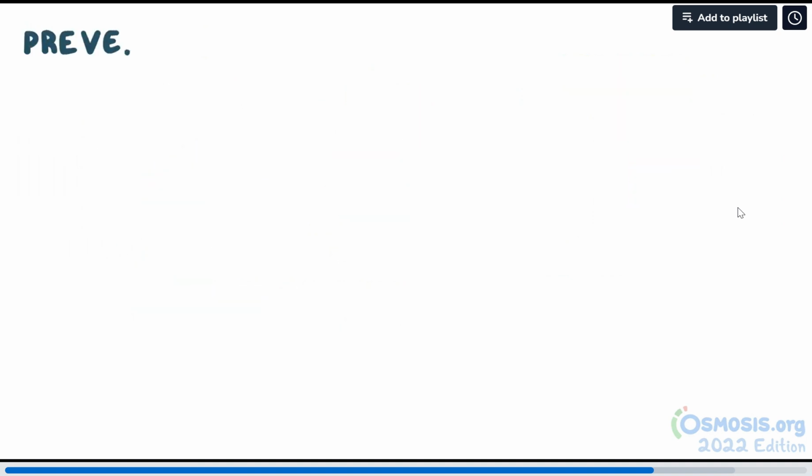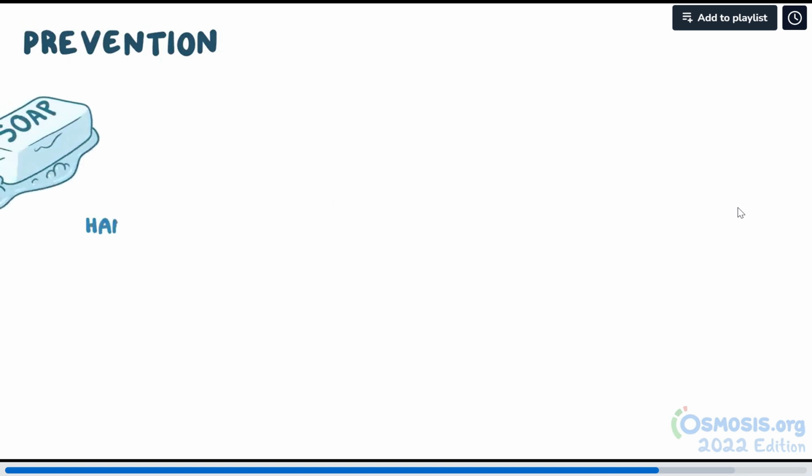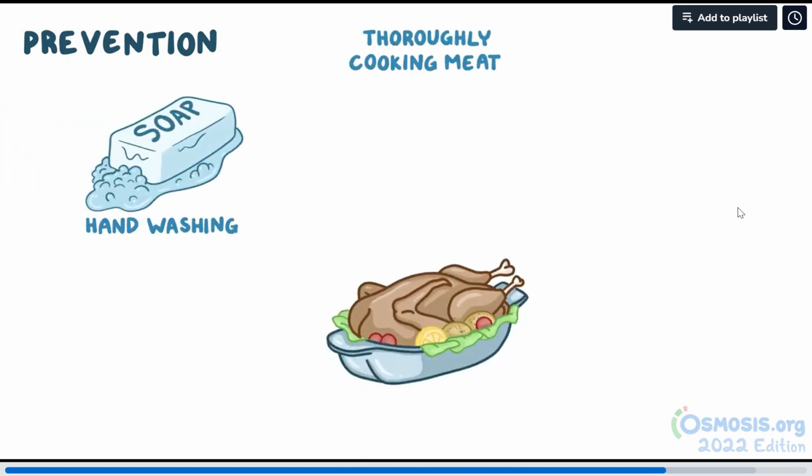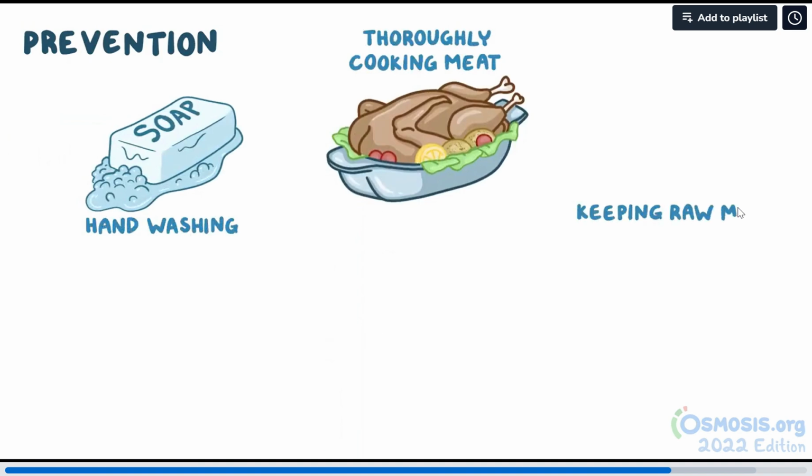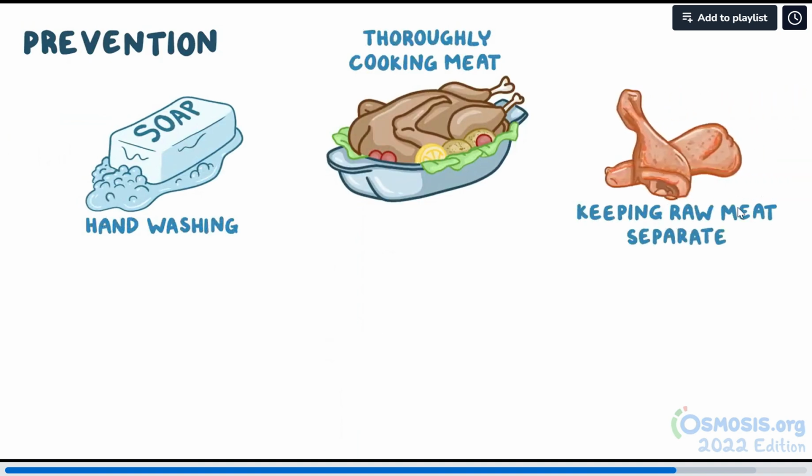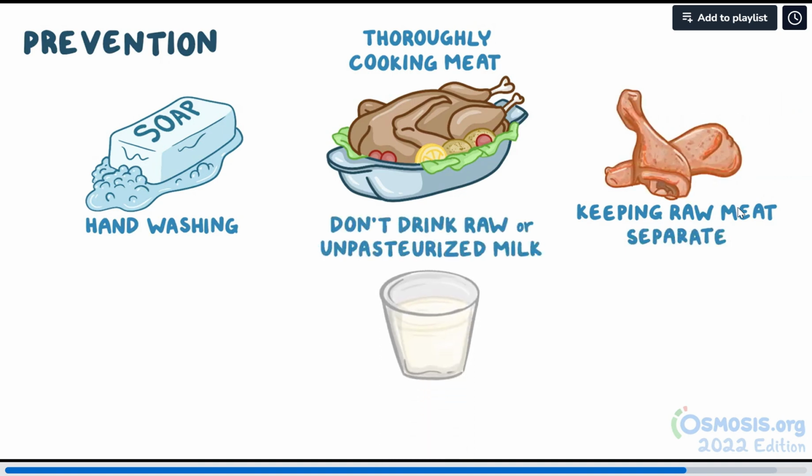Finally, means for preventing transmission in humans are hand washing, thoroughly cooking meat, especially poultry, keeping raw meat, specifically poultry, separate from other foods, and lastly, don't drink raw or unpasteurized milk.